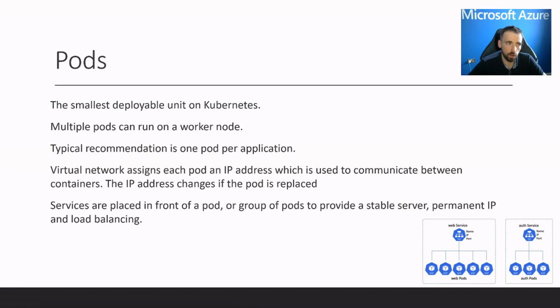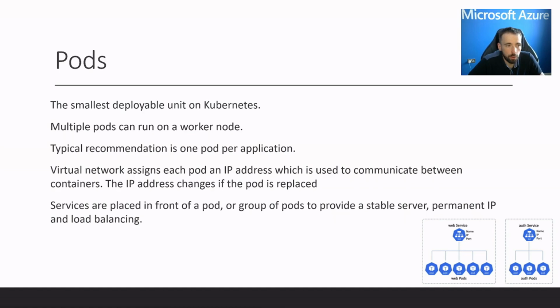A pod can have multiple containers, but typically a best practice is to use a pod for an application and the containers. So this might be just one container if that's all we have for our application, or it could be the main container for that application or service, and then a supporting container that provides some additional functionality such as logging or integration with something we can deploy within the pod.